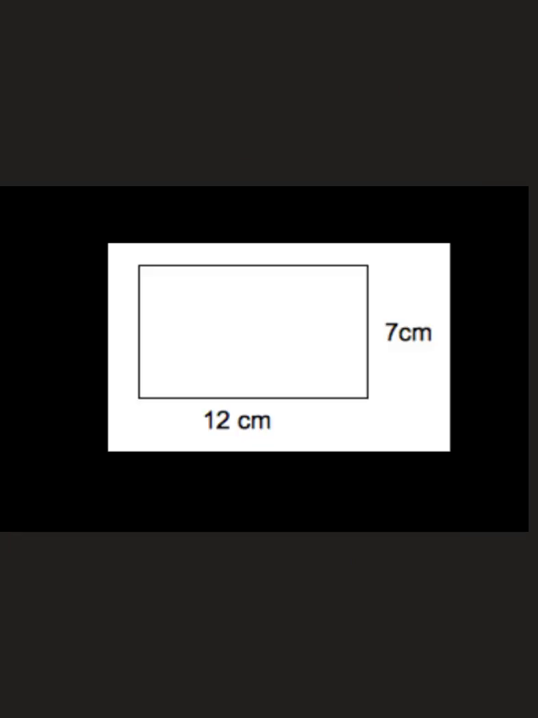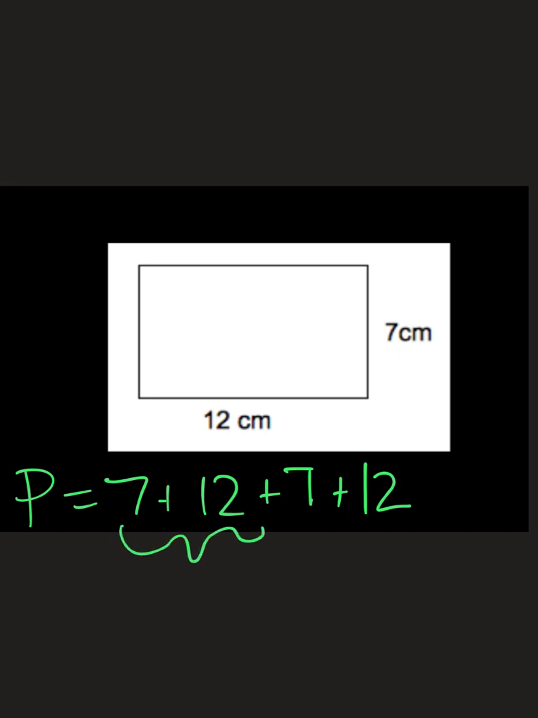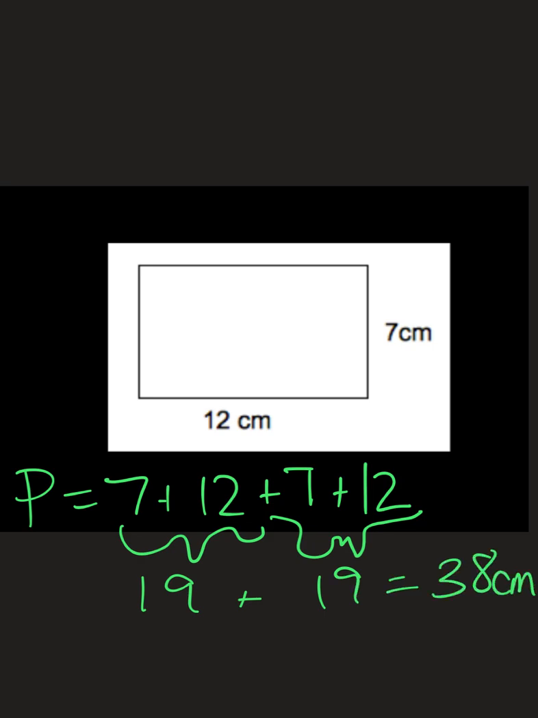Let's practice. So I have this rectangle here. I'm going to start with my perimeter, and I will move on to area. Perimeter is equal to the sides all added up. So 7 plus 12 plus 7 plus 12. Or 7 plus 7 plus 12 plus 12. However you want to organize it, because it's addition, so it doesn't make a difference. But anyway, 7 plus 12 is 19 plus 19, which is equal to 38 centimeters.